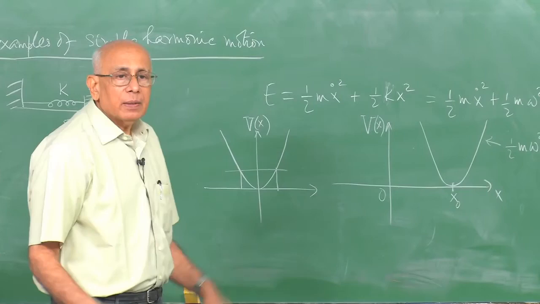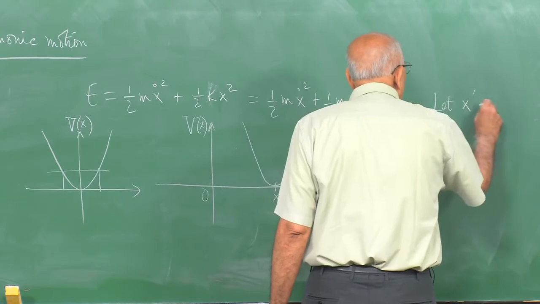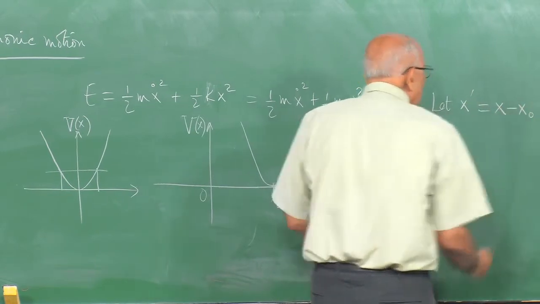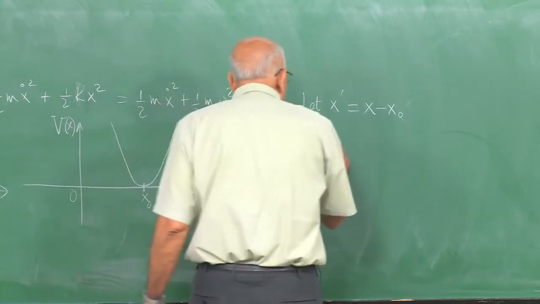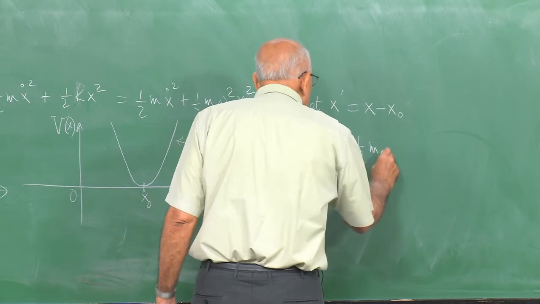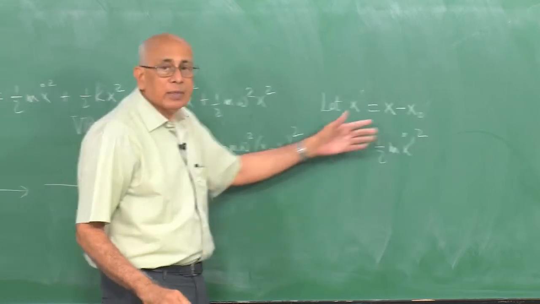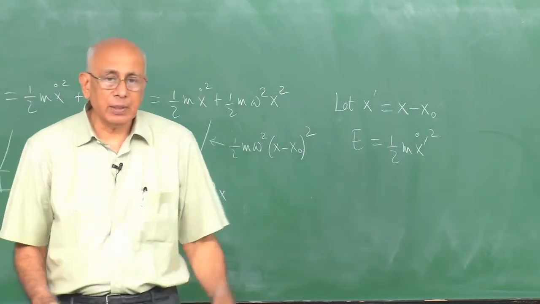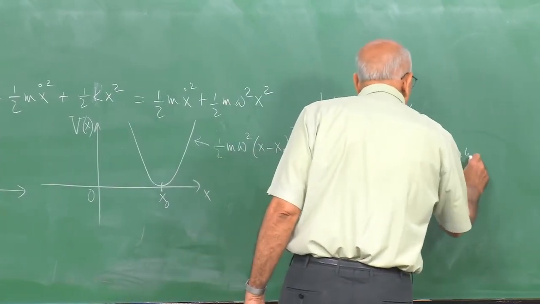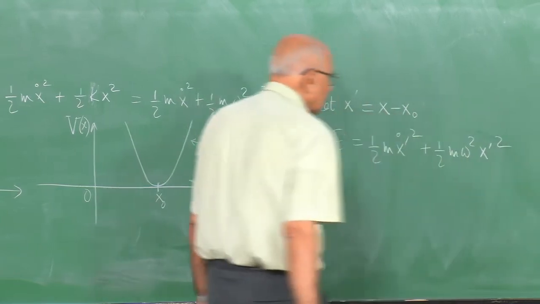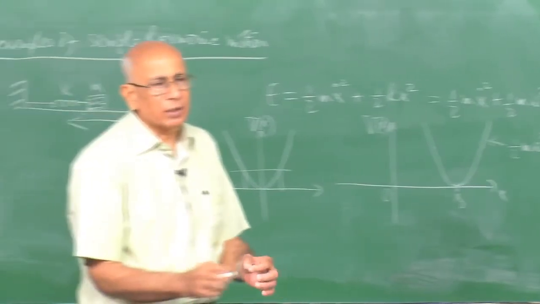And again it does not matter, because all I have to do here is to let x prime be equal to x minus x naught, and since this is a constant, the total energy now becomes E is equal to 1/2 m x prime dot squared, because whether I differentiate x or x prime with respect to t does not matter, because it is just a constant shift, plus 1/2 m omega squared x prime squared. So that is the old oscillator once again, except that the center of oscillation has shifted.